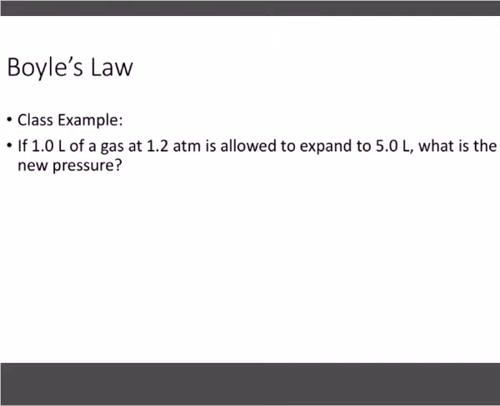So here we go. What are we given? When we read this, it says, if 1 liter of a gas at 1.2 atmospheres is allowed to expand to 5 liters, what is the new pressure? So what's one piece of information we're given? Which is what, though?